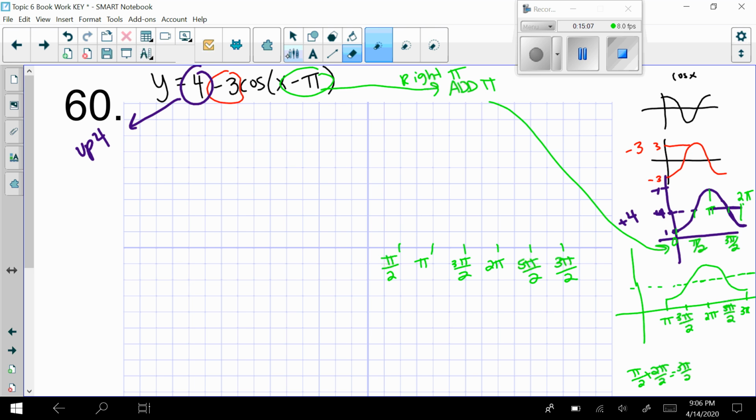So we need to start 1, 2, 3, 4, 5, 6, 7. This is a midline. I'm just going to draw it in. So we're starting at pi, starting low at pi, crossing our midline at 3 pi over 2 there. Then our maximum is going to be at 2 pi. We're up at 7. Back down to our midline at 5 pi over 2.